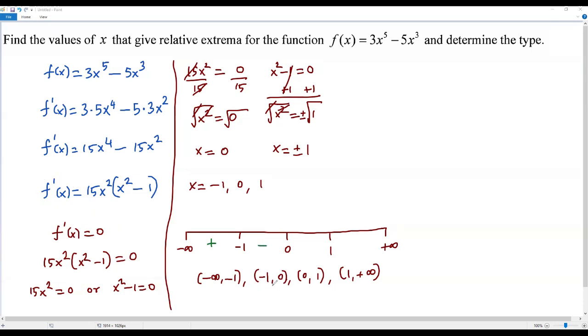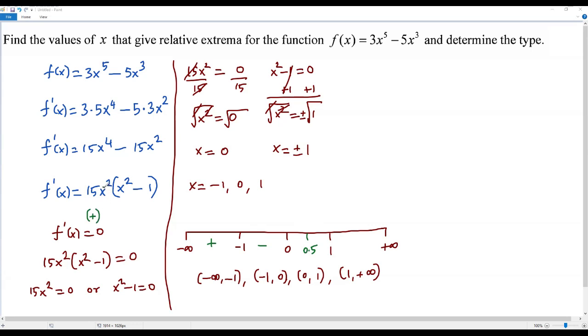Okay, now we can verify the third interval, that is 0 to 1. Let's choose a random value over here. We can choose a positive 0.5. Now again, we have to plug this value 0.5 for x over here. Already we know that it is positive. The 15 is positive. We can write a positive sign over here.